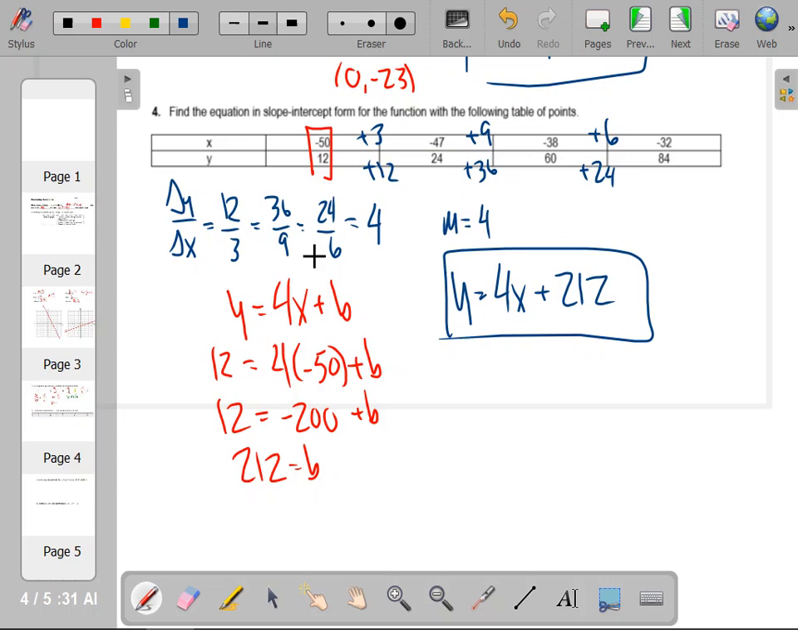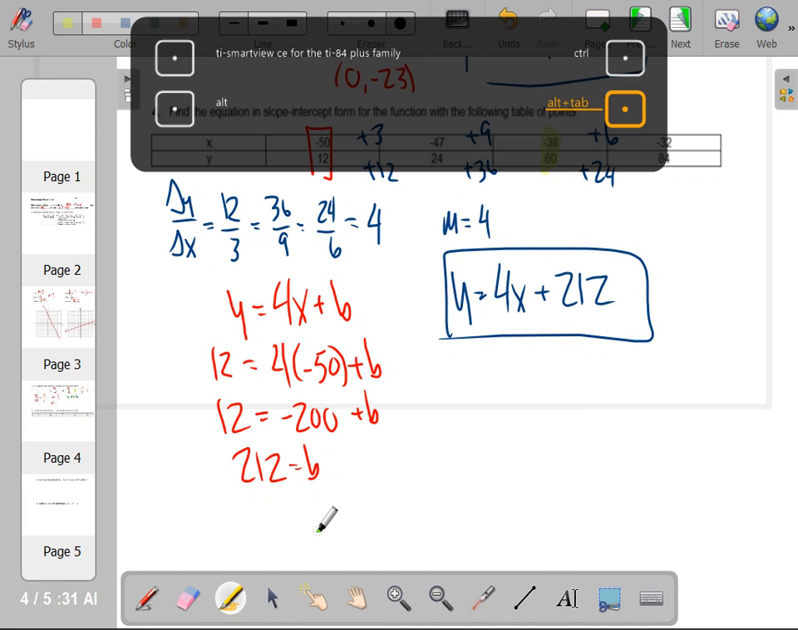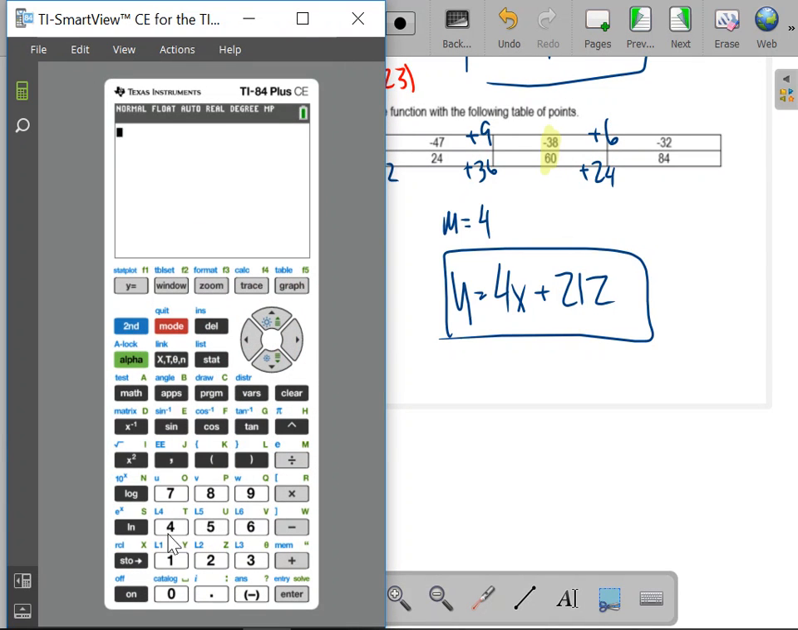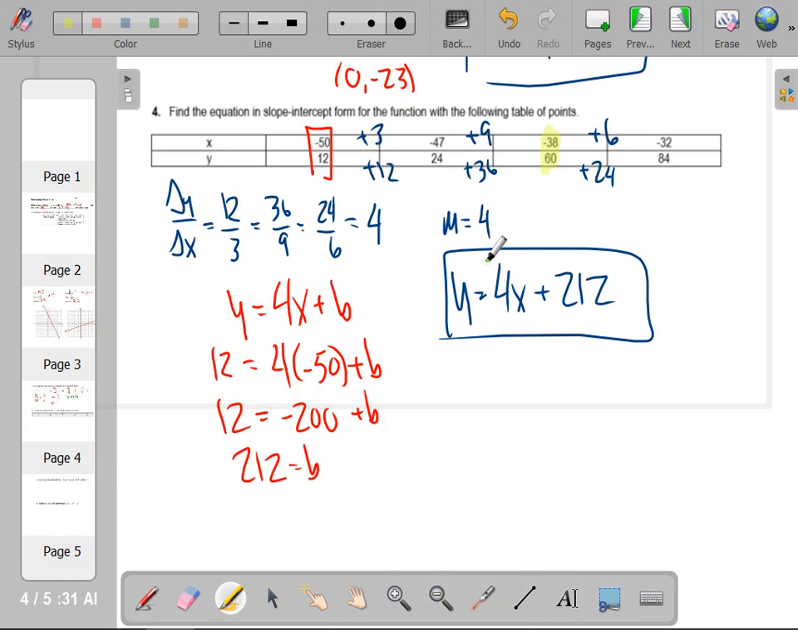Now, that's kind of a crazy y-intercept, so what I'm going to do is pick a different ordered pair and just see if it works. If I plug in negative 38, I should get 60. So I'm going to use my calculator here. I'm going to do 4 times negative 38 plus 212. So I'm testing my equation. If I plug in my x value, I should get my y value. I should get 60, and I do. So I know I did it right. I would encourage you to always try a different point after you've written the equation just to make sure that you found the correct y-intercept. That's if you're given a table.